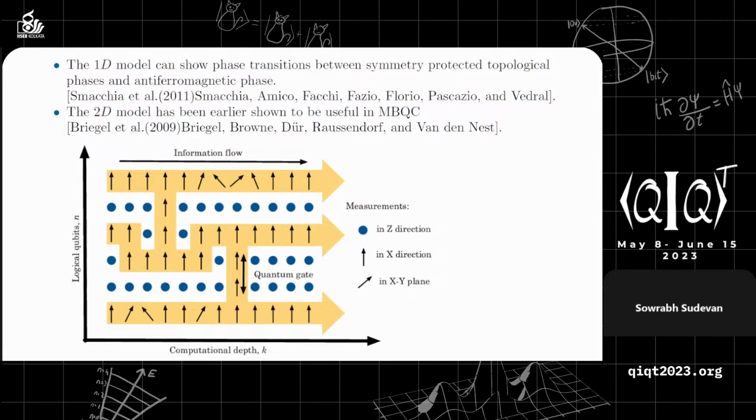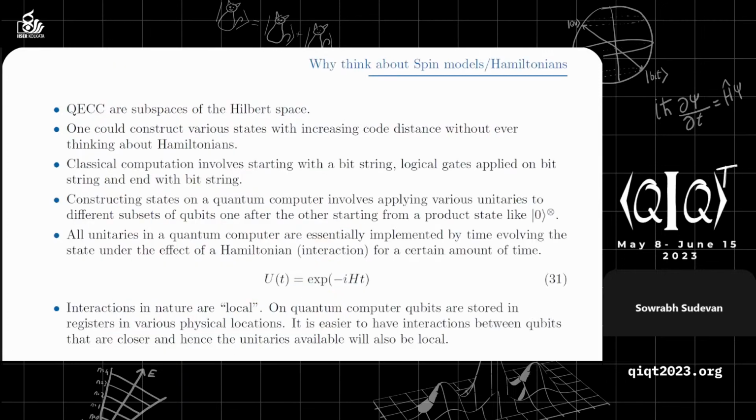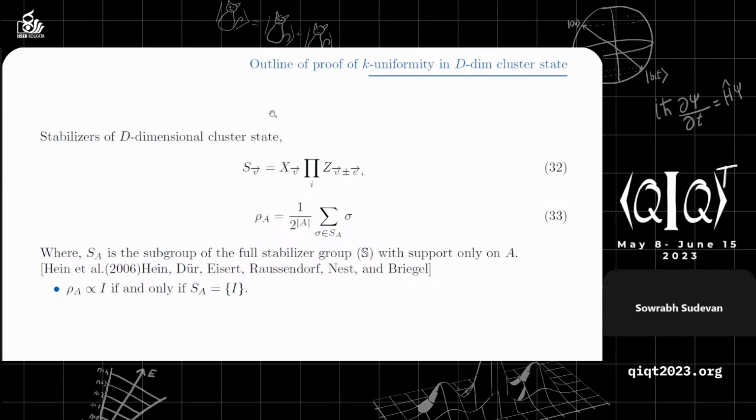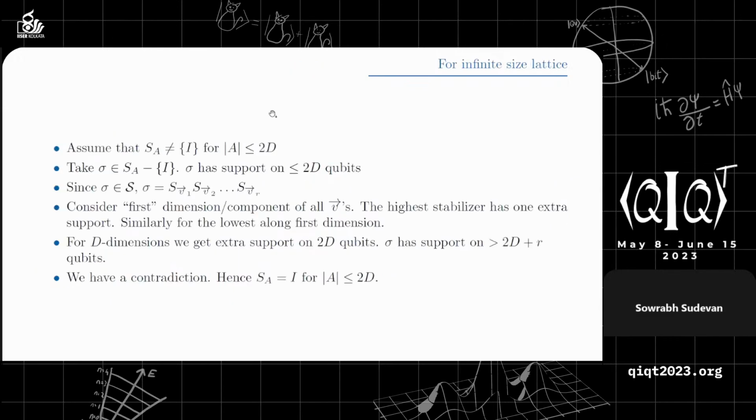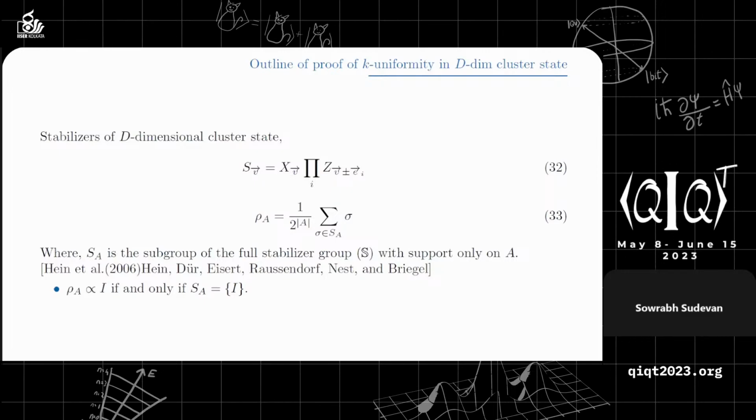Now, what in our work we have specifically looked at is this: we have shown that a d-dimensional cluster Ising model is d-uniform. That is, it can correct errors up to d qubits. So in the 1D case, for example, it can correct just one error, and the 2D case can correct two errors, and so on.